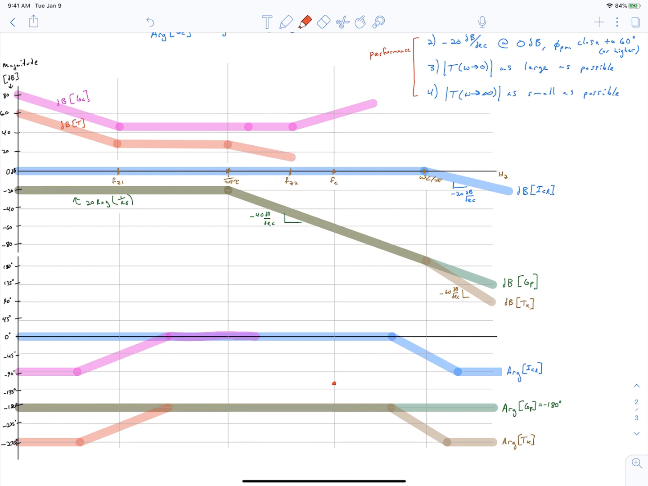This plot's getting complicated. But the point is that over here we had negative 20 decibels per decade. Now over here we have negative 40. And then we hit the 0 of our regulator, and so we start decaying at negative 20 decibels per decade. And let me try better here.